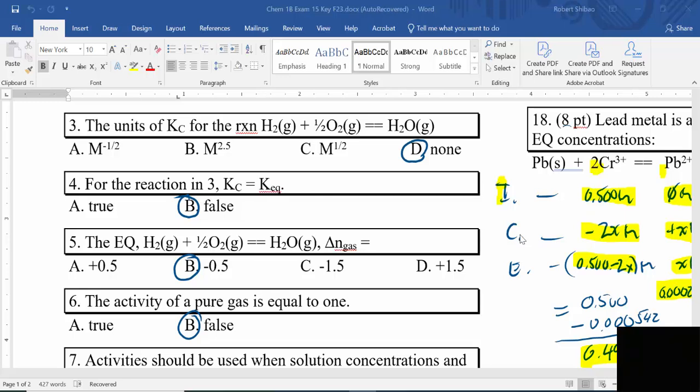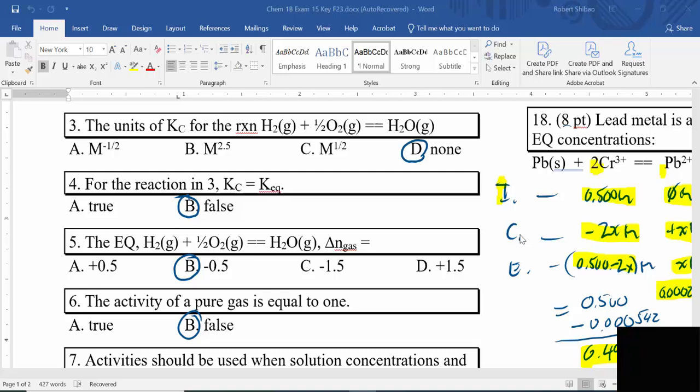If delta n of gas is not equal to 0, then what's the significance of that? If delta n of gas is equal to 0 or not equal to 0, why do we care? Yeah, Kc is equal to Kp when delta n of gas is equal to 0. So in this case, we'd get a different numerical value for Kc versus Kp. And we could figure out the concentration, how many moles of gas are in a liter.